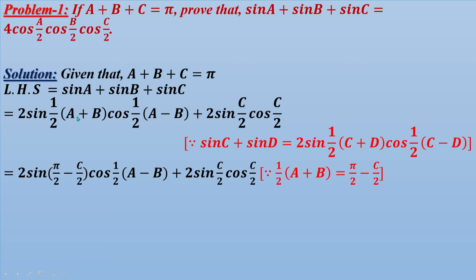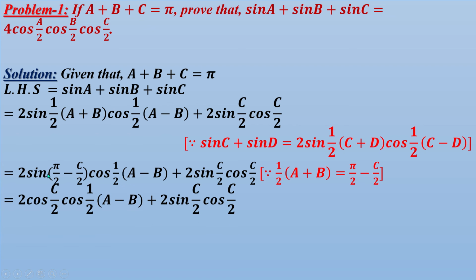Now we can write half of a plus b this equal to pi by 2 minus c by 2. That means this relation or identity is used here, into cos half into (a minus b) plus 2 sin c by 2 cos c by 2. Now we can write cos c by 2. This part we know, and other parts same. Now we can take common 2 cos c by 2. As a result, here will be cos half of (a minus b) plus sin c by 2.